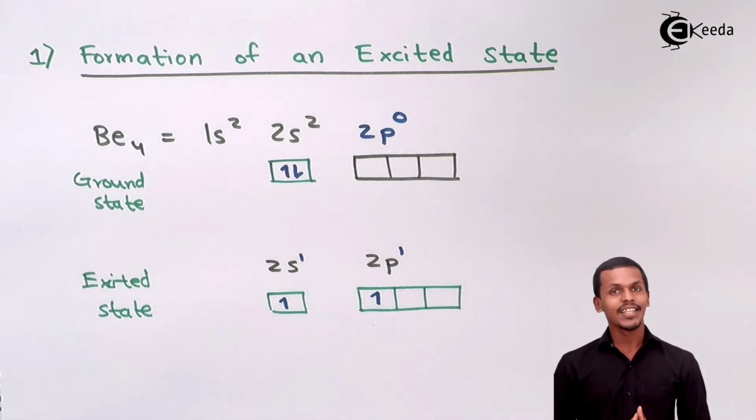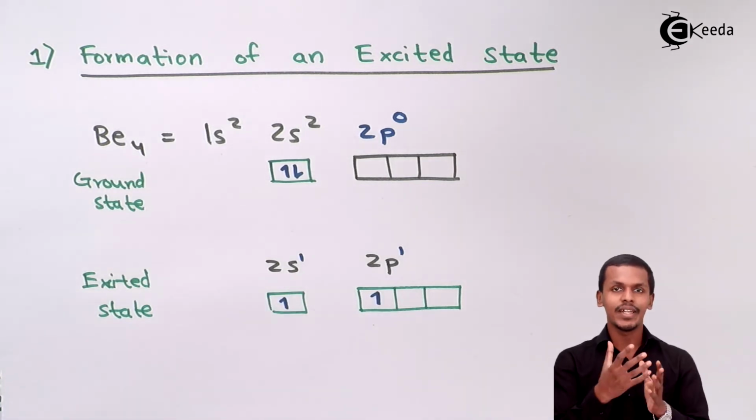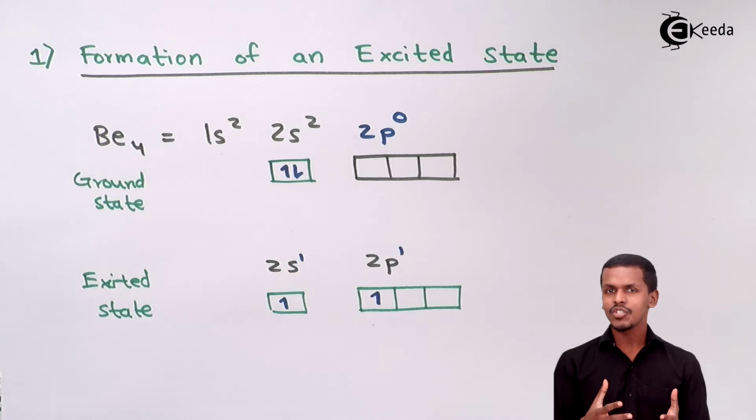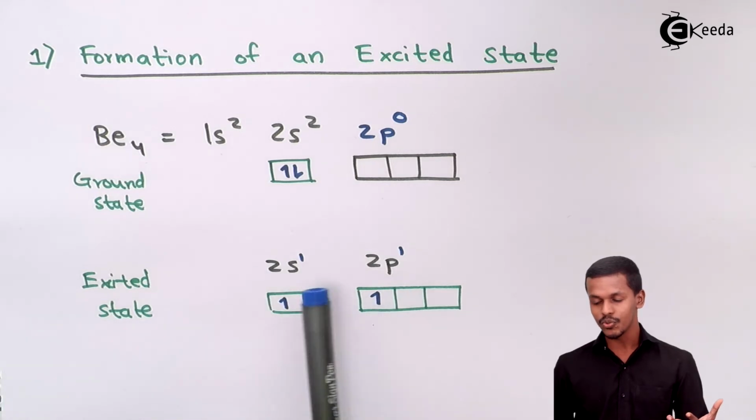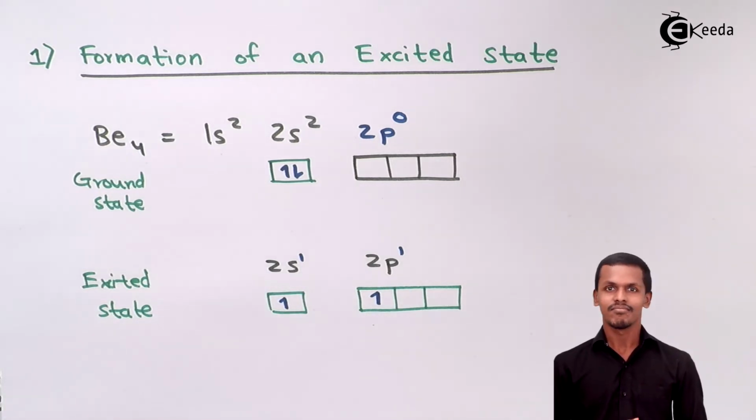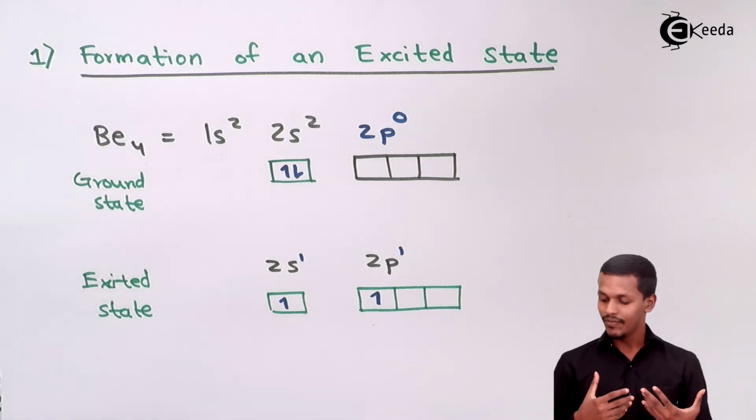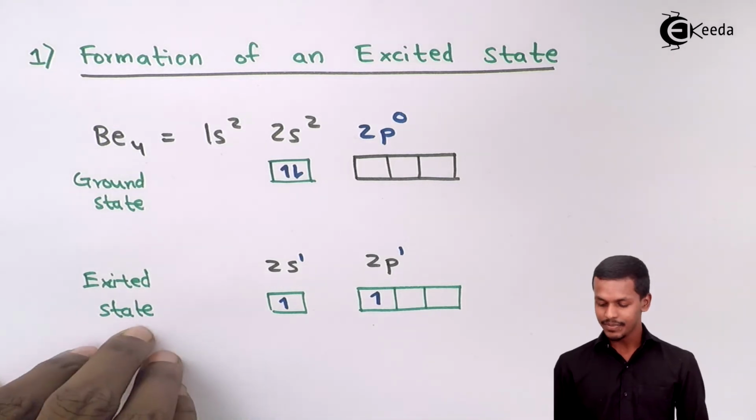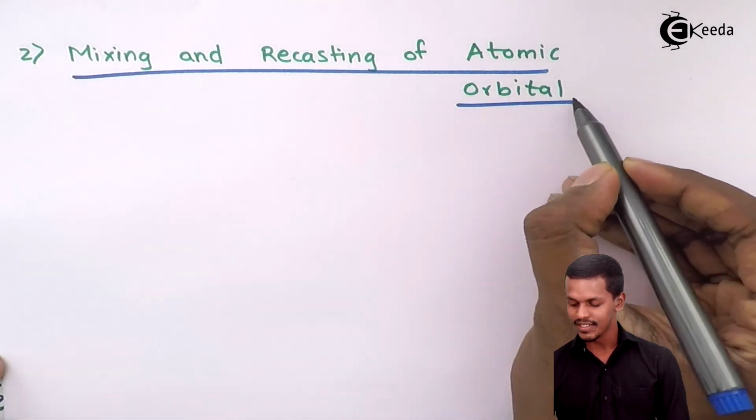So this is it, but it is not the ultimate thing, because as we know, the 2s and 2p orbitals are different orbitals, and that's the reason they will have different energy. But meanwhile, we can arrange them in such a manner that they will have the same energy. The energy difference between these two is very small, but we don't want it small, we need it negligible. Both orbitals should have the same energy, and that is what we are going to do in the second step, which is mixing and recasting of atomic orbitals. This is very important and we are going to discuss it now.